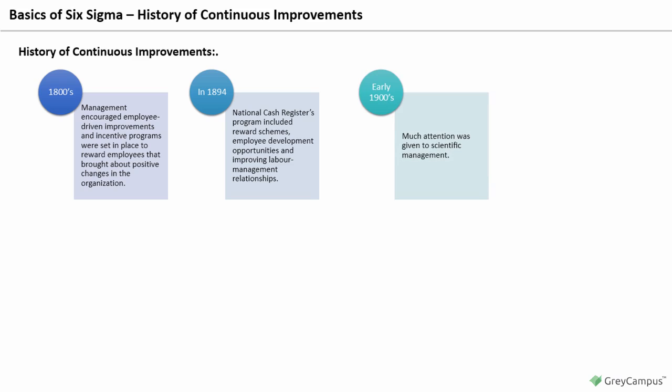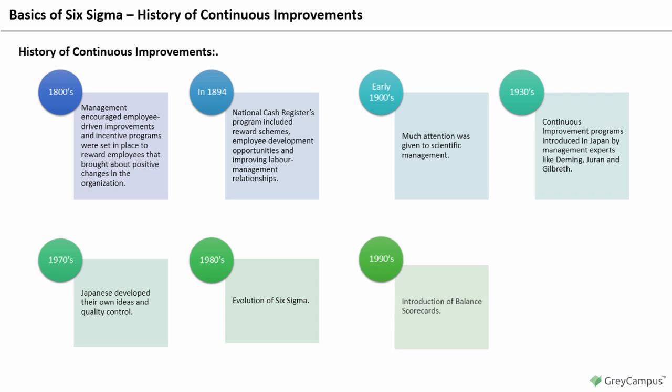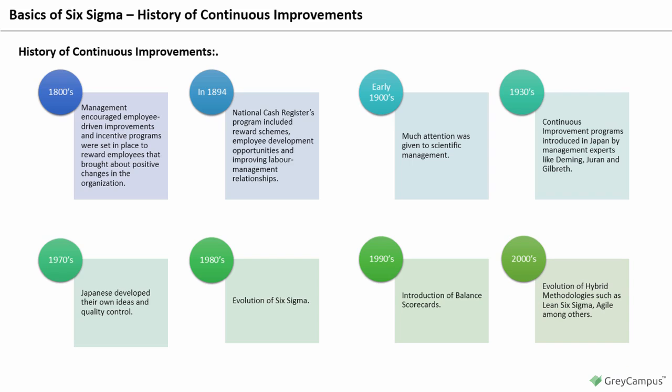Early 1900s. Much attention was given to scientific management. 1930s. Continuous improvement programs introduced in Japan by management experts like Deming, Juran, and Gilbreth. 1970s. Japanese developed their own ideas and quality control. 1980s. Evolution of Six Sigma. 1990s. Introduction of balanced scorecards. 2000s. Evolution of hybrid methodologies such as Lean Six Sigma, Agile, and others.